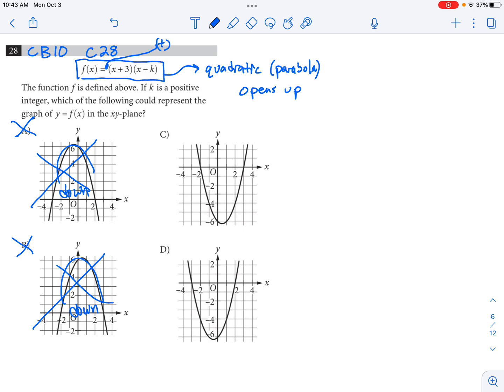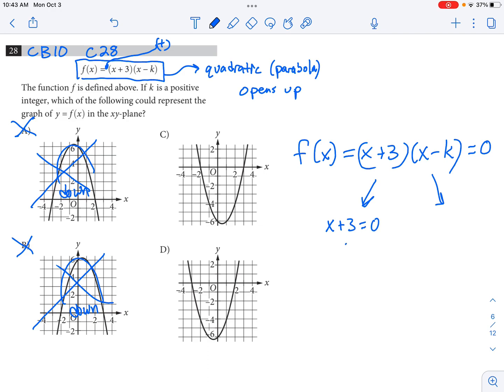And so I have to have a better understanding of where the zeros of this equation are. Now I have f of x equals x plus 3 times x minus k. The zeros of this equation, the places where we hit the x-axis, are the places where this equation equals 0. And using zero product property, I can see that my two zeros are where x plus 3 would equal 0, or at x equals negative 3, or where x minus k would equal 0, or x equals k.